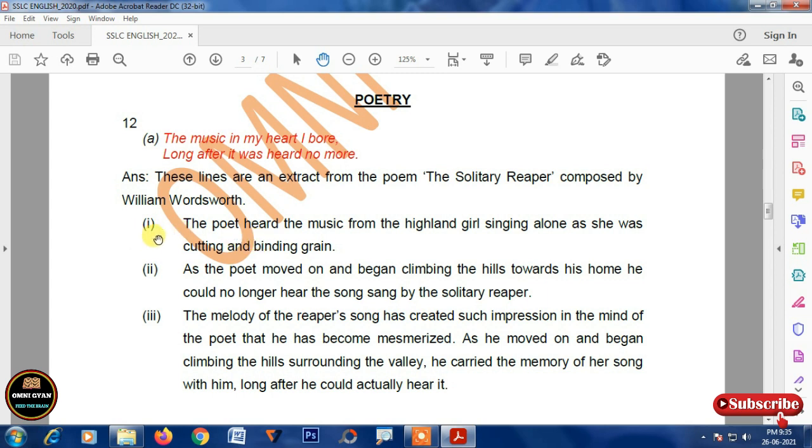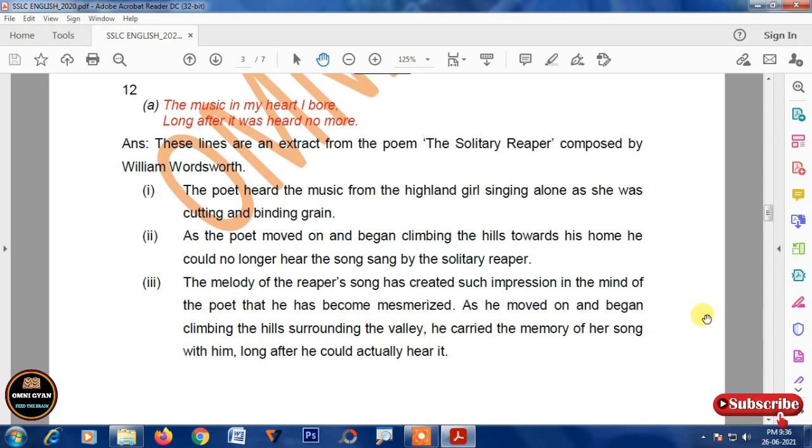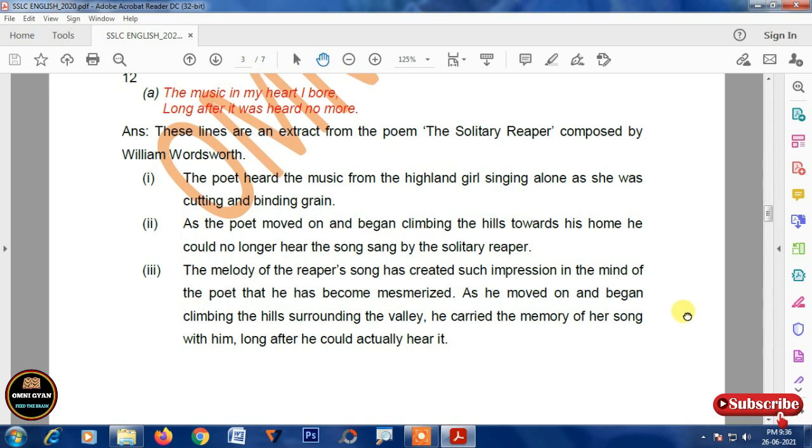The first question to this answer is, where did the poet hear the music? So this is the answer. And question number 2 is, why did the poet hear it no more? So this is the answer for question number 2. And question number 3 is, what does the poet want to convey from the above lines? Please verify my questions with your questions. And this is the answer. Please pause the video. I'll scroll up. You can pause the video and write. I'll just move up.